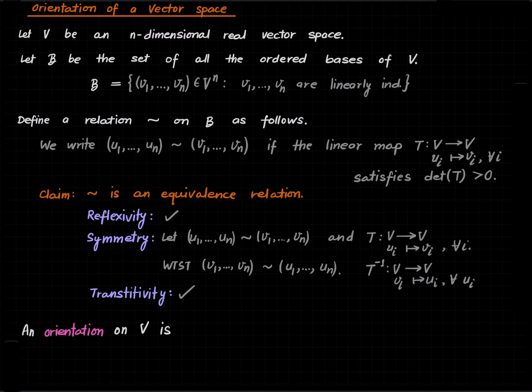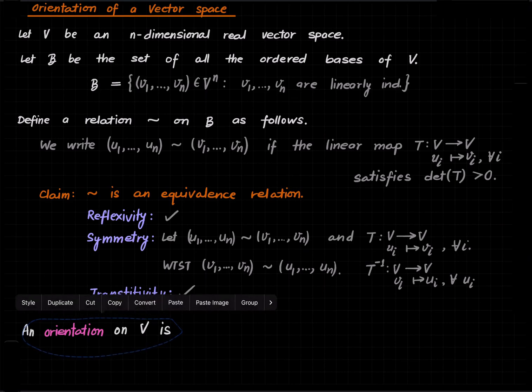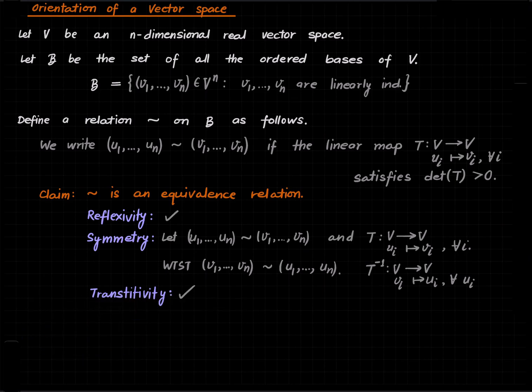Okay. So yeah, maybe first we should prove that there are two equivalence classes. Claim: tilde has exactly two equivalence classes.